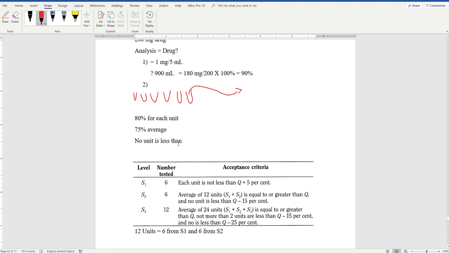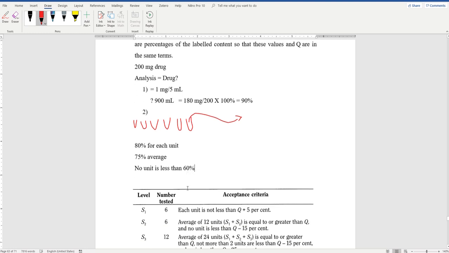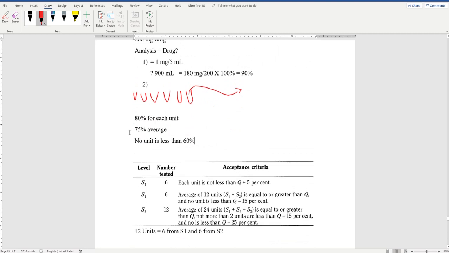طب Q قديش؟ حكينا 75 minus 15 60%. إذا the average is at least 75%. No unit. شو يعني no unit؟ مش I have 12 readings. Each reading must not be less than 60%. اللي هو Q minus 15. طيب suppose طبعا هذا stage 1.